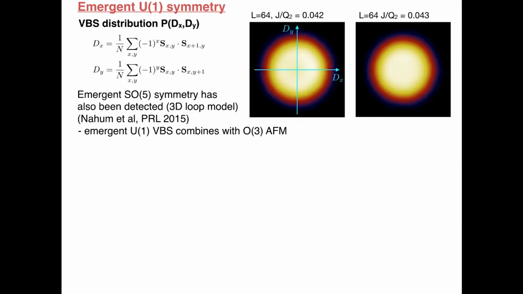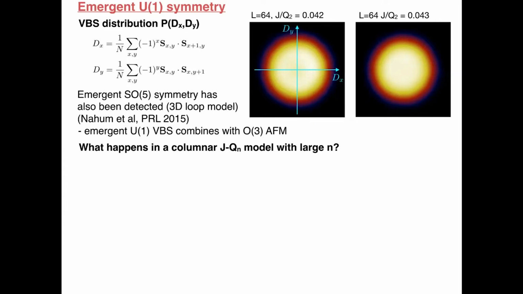So we saw this U1 symmetry a long time ago, and then of course, as you know, Nahum et al., within their loop model, also saw SO5. They looked at correlations between the magnetic and VBS order parameter. You can think of SO5 as this emergent U1 combining with the O3 of the antiferromagnet. Now, one thing I want to ask is, what happens in this JQ model if you take Q terms with many singlet projectors?